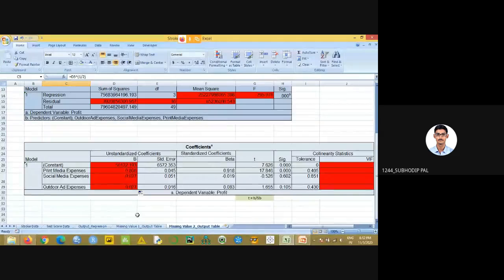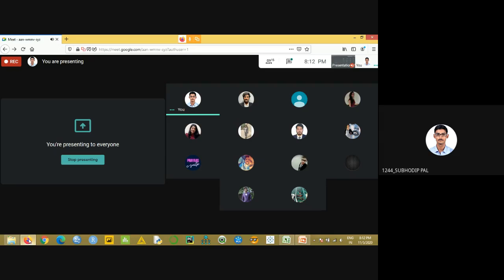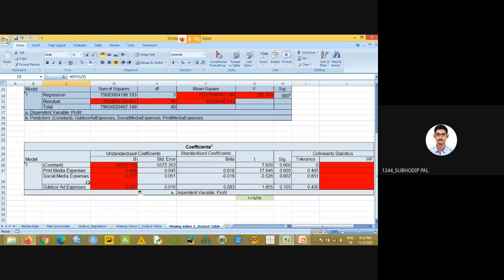Any doubt till now? Or else we can start with VIF and tolerance. Anyone? No doubt. Okay, chalo then.